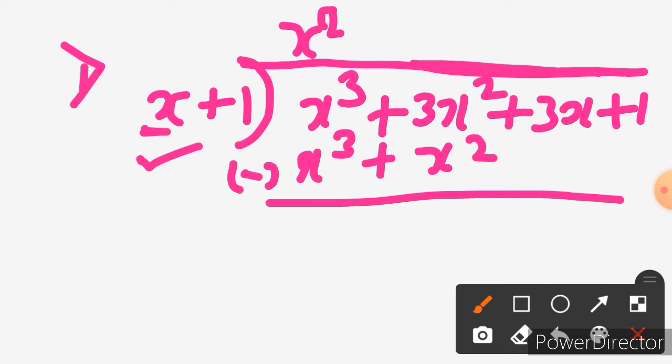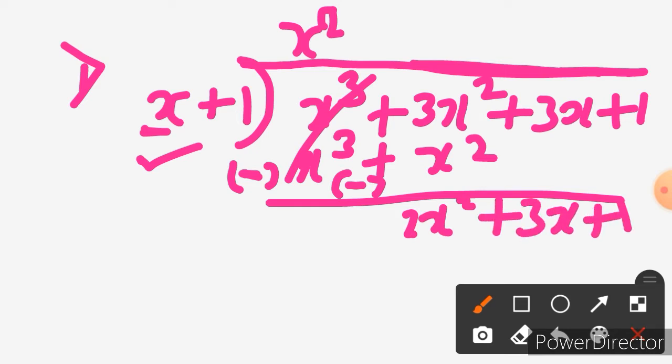After this, the first step is to make the first term in the polynomial similar, and the second step is to change the sign. If you have plus in front of the variable, you should make it minus. If you have minus in front of the variable, you should make it plus. That is the second step. Now we have plus x cube minus x cube. You can cancel it. 3x square minus x square is 2x square plus 3x plus 1. Did you get how I have done this step?